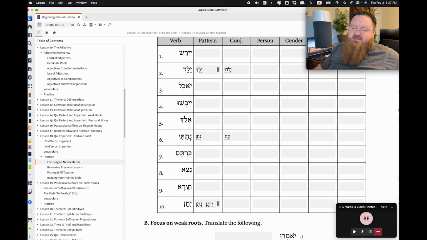Next one, again, hiriq yod prefix. Like, eventually you're just going to see these and you're going to know instantly what you're looking at. So I see the hiriq yod prefix vowel. That tells me true one yod.